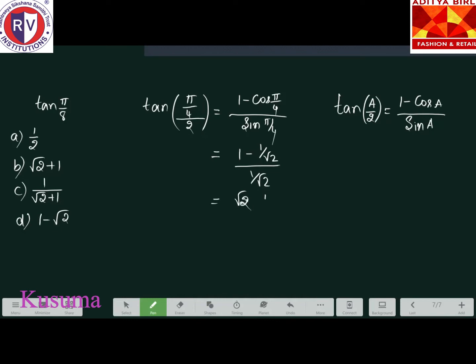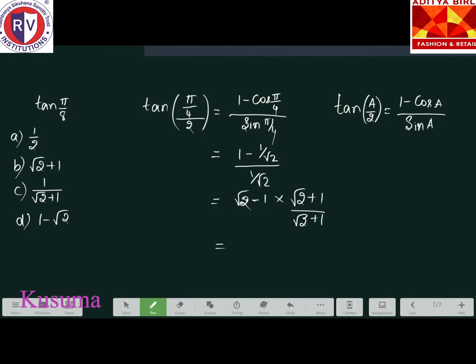So can anybody tell me what we can do? Can we multiply and divide by root 2 plus 1? Because all the terms have root 2 plus 1. 1 by 2 is not the answer. 1 minus root 2 is not the answer. But we have got the answer in terms of root 2. So let us multiply and divide by root 2 plus 1.